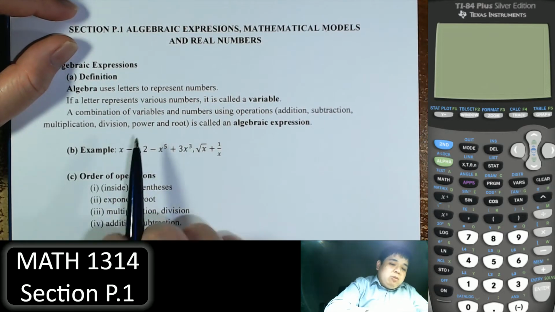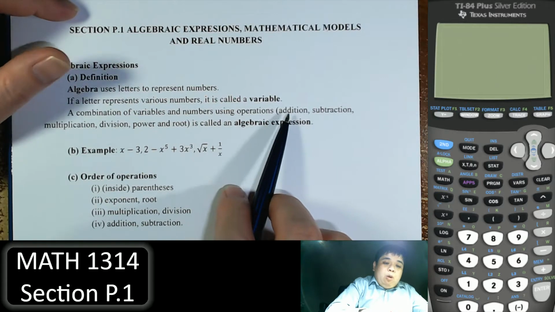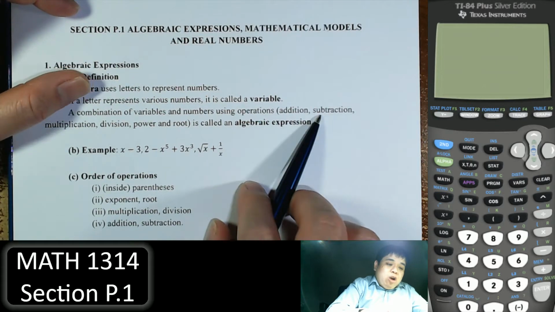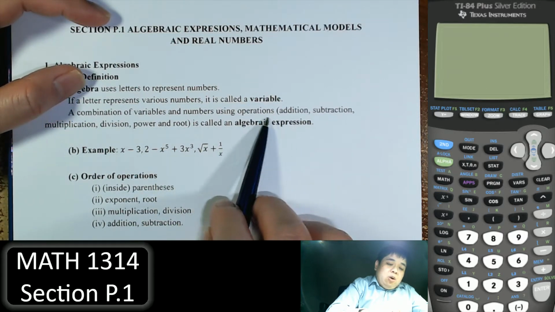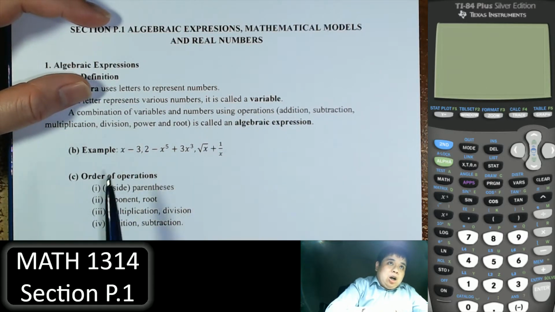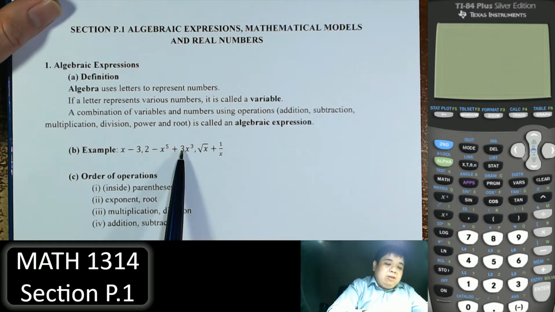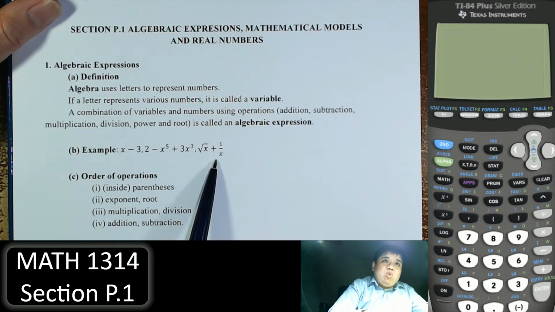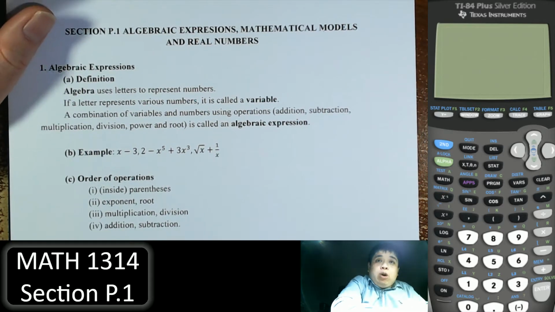A combination of variables, numbers, with the operation such as addition, subtraction, multiplication, division, power, and root all together is called an algebraic expression. So for example, this is what we have: a variable x minus 3, 2 minus x to the 5th plus 3x cubed. That's an algebraic expression. A square root of x plus 1 over x, that's also an algebraic expression.